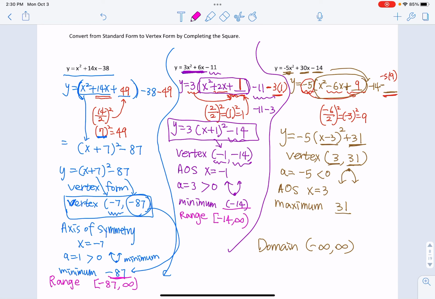That's the range. And the third, the last function, has a negative a value, so it opens downward, which is a maximum. So the range for the last one will be starting from negative infinity to 31 as the maximum included. That's what I do.